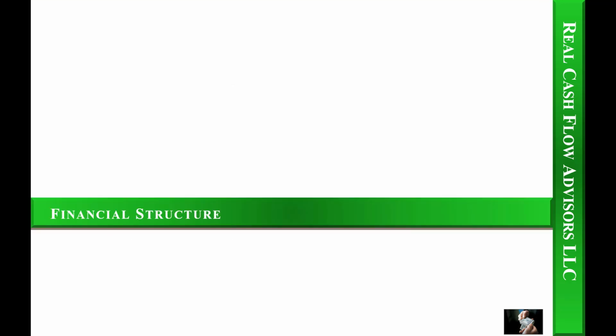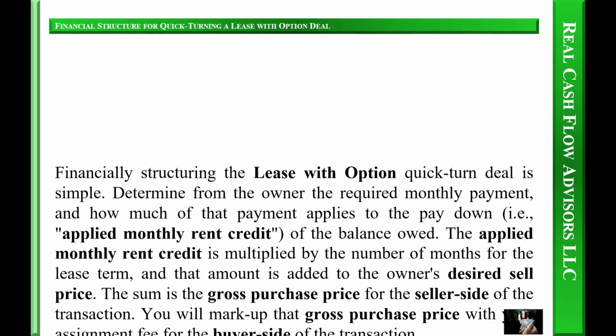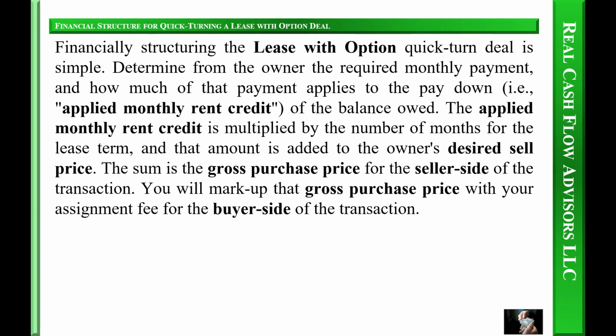Financial structure. Financial structure for quick-turning a lease-with-option deal. Financially structuring the lease-with-option quick-turn deal is simple. Determine from the owner the required monthly payment and how much of that payment applies to the paydown, that is, applied monthly rent credit of the balance owed.